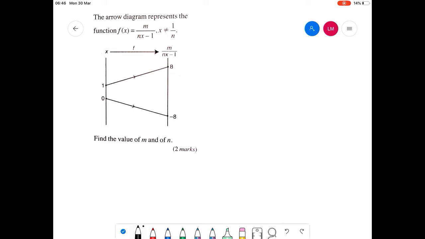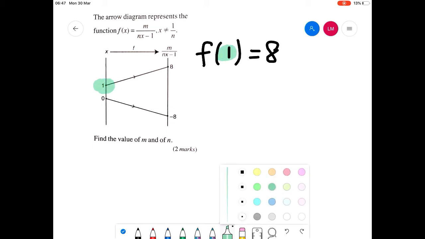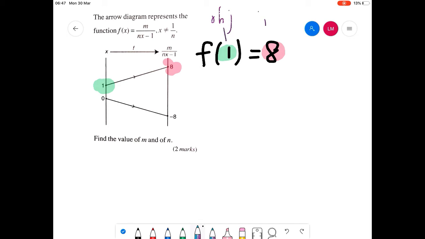Okay, so whenever you want to find f, your object is 1, you are going to get the image of 8. Okay, object is 1 and then your image will be 8. So this part is actually your object, this part is actually your image. Okay, this one you must be clear. Alright, another one is actually you are going to get f(0). For f(0) we're getting negative 8. These are the two pieces of information that we can get from the diagram.